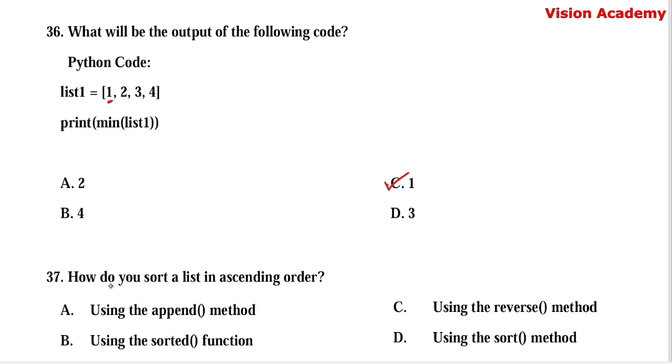Question number 37. How do you sort a list in ascending order? Option A, using the append method. B, using the sorted function. C, using the reverse method. D, using the sort method. Here option D, using the sort method, is the right answer.